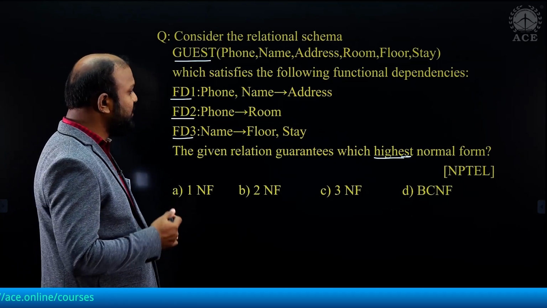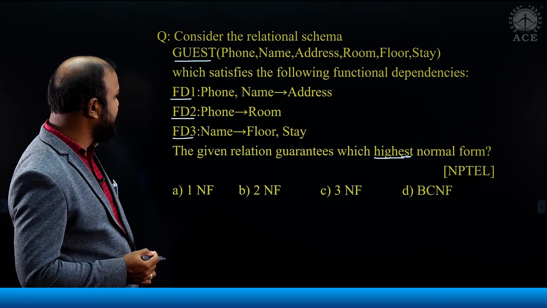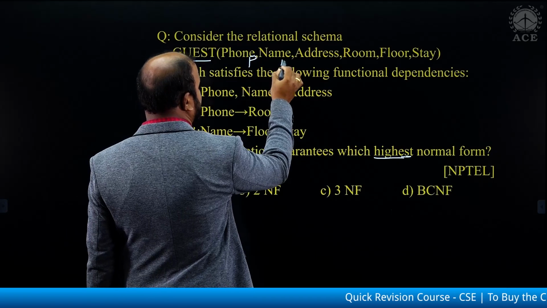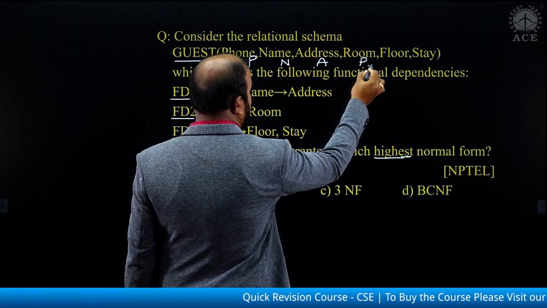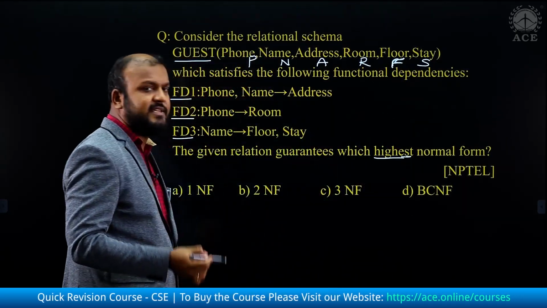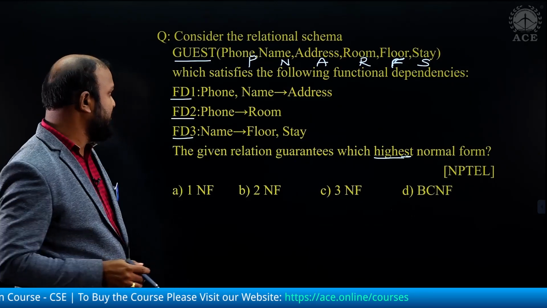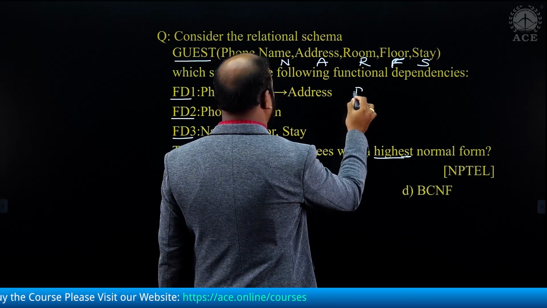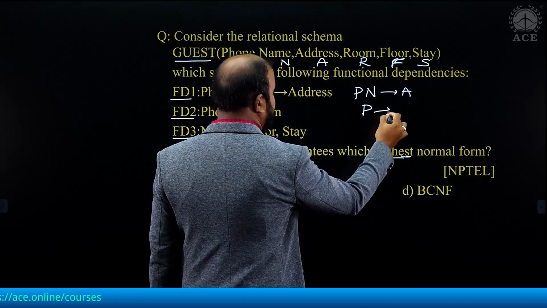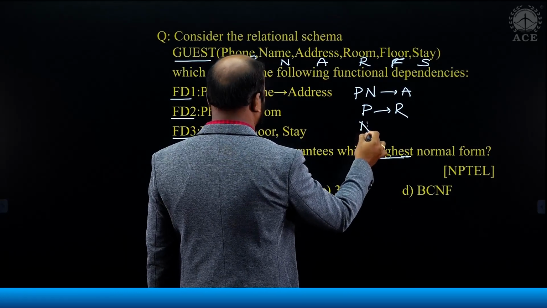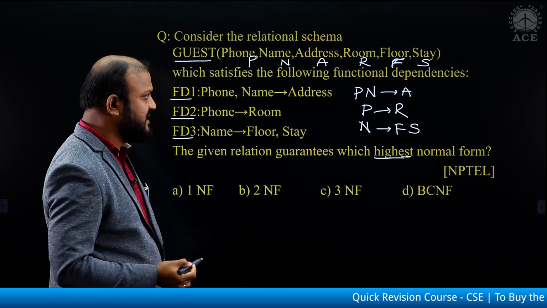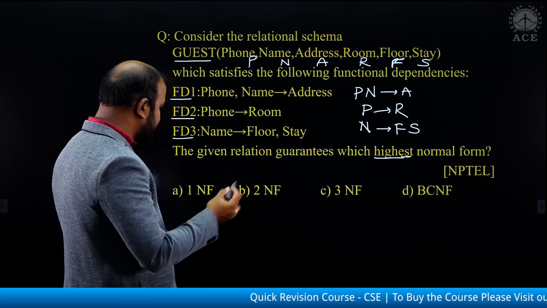Okay. How to find the normal form? First, you have to find the key for the relation. Now, we have attributes: phone number, name, address, room, floor, and stay. Just for my understanding, I'll use a single letter to represent each attribute. Phone number and name determine the address. With phone number, we determine the room. With name, we determine the floor in which the guest is staying.